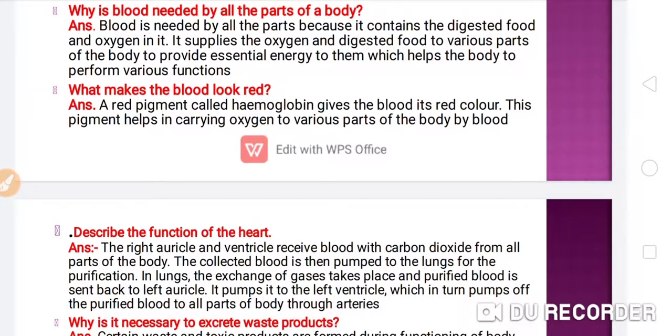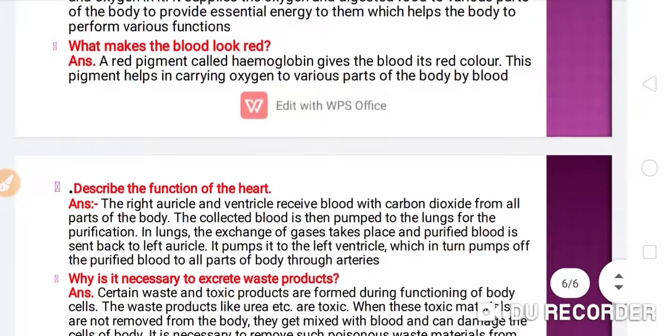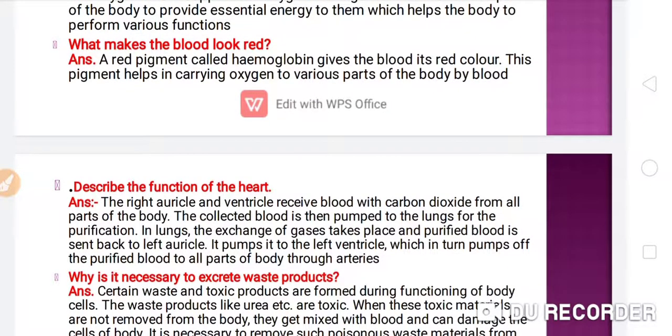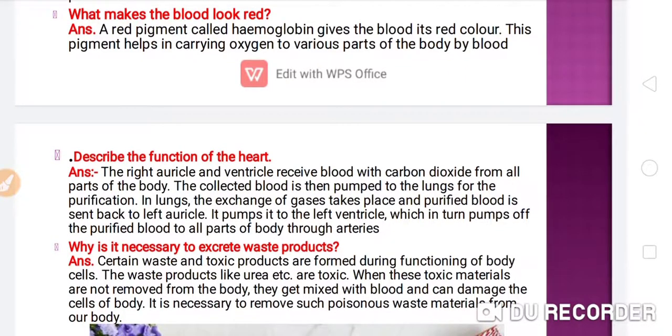Now next question, what makes the blood look red? A red pigment called the hemoglobin. So this is the pigment that gives the blood its red color. This pigment helps in carrying oxygen to various parts of the body by blood.